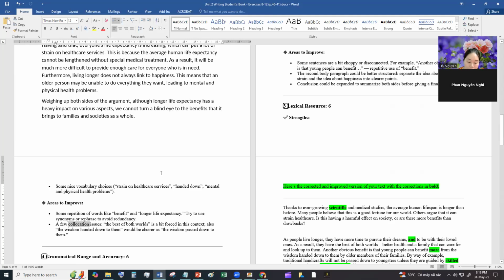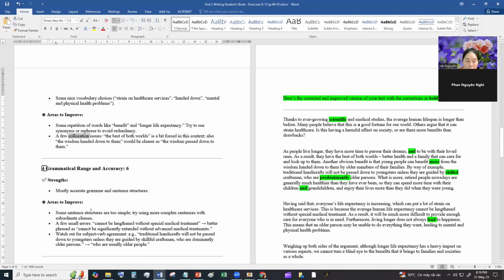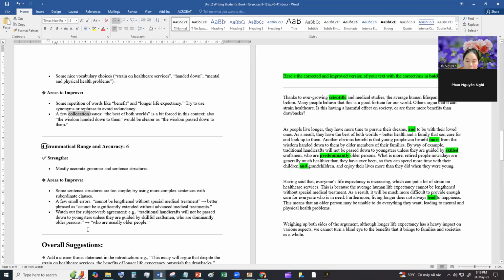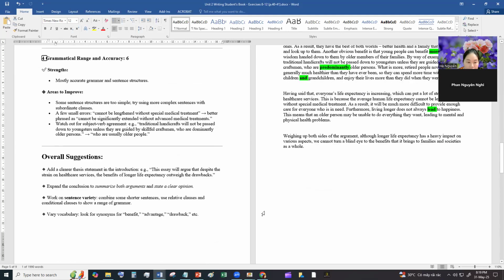You listen to mock speaking tests at band 8, band 9. You listen to podcast lectures. You read academic papers. You read good essays, and you learn not only those skills but other skills as well. Now, grammar is mostly accurate, but some sentences are a bit simple and could do with more complex ones. And there are small errors, so we'll have a look at the errors later.